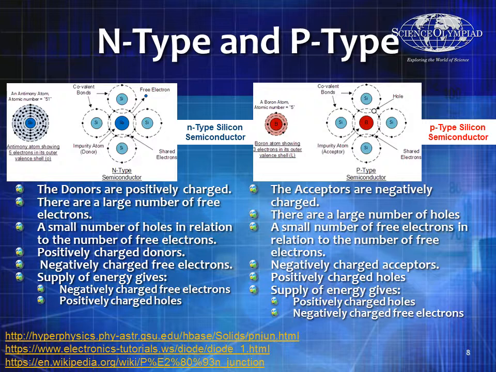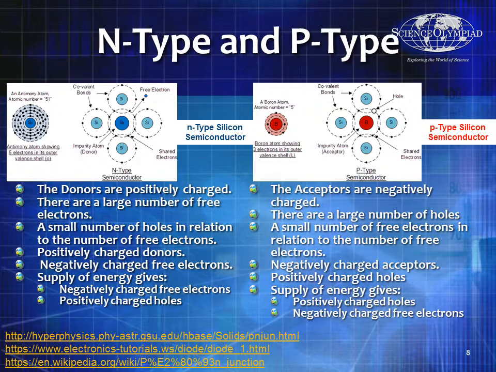So here's a way of showing the difference of the N-type and the P-type. Donors are going to be positive charges for the N-type semiconductor. There are a large number of free electrons and a very small number of holes. So what that means is that you have positively charged donors and negatively charged free electrons. The supply of energy gives these atoms free electrons and positively charged holes.